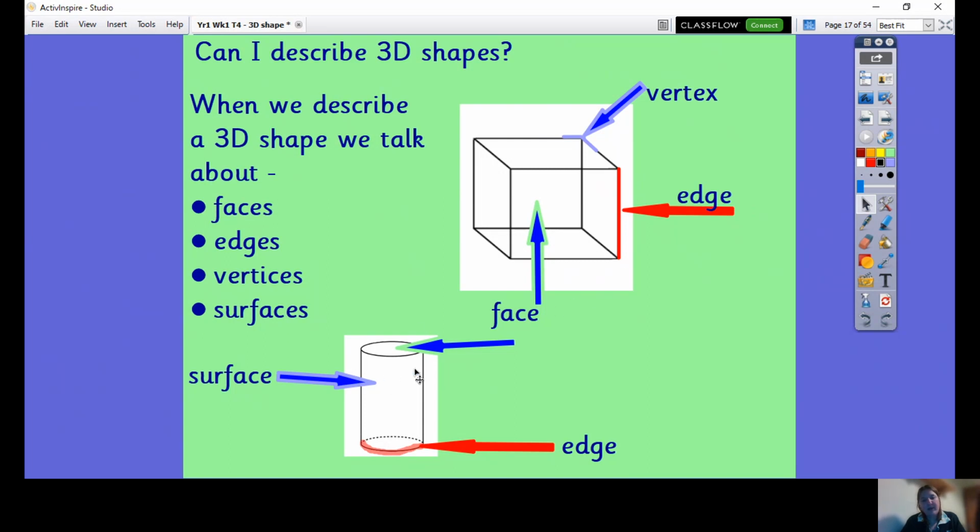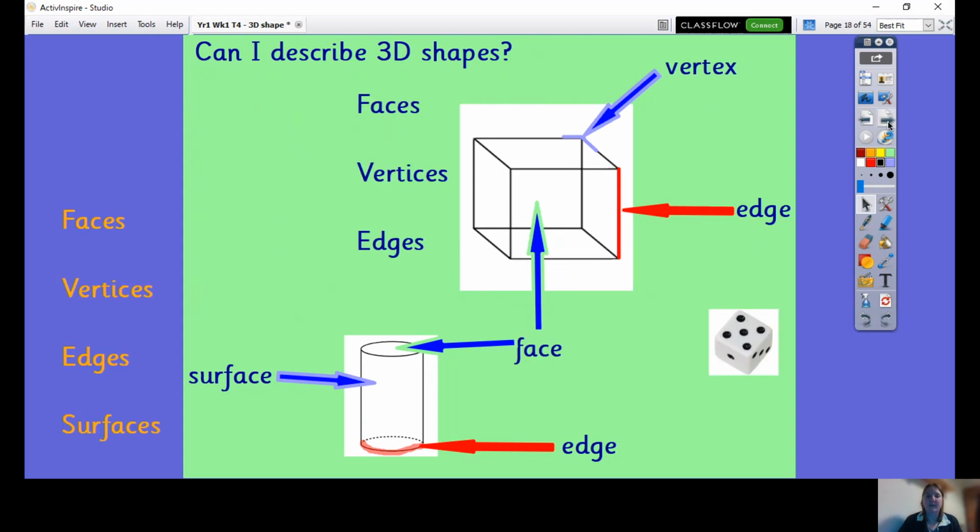And then we talk about this bit, the round bit that goes around, as a surface. Now some people might refer to it as a face, other people refer to it as a surface. But we're not going to touch too much on that, because that's a year 2 kind of objective. What we're going to think about is the shape of the faces.